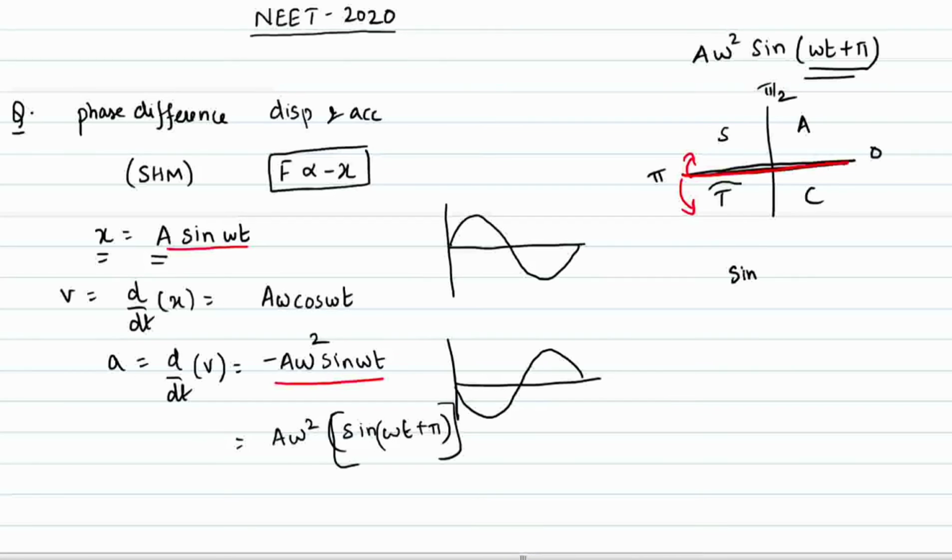Pi plus omega t comes in the third quadrant, which is the tan positive quadrant. If tan is positive, sine is negative. So sin(pi plus omega t) can also be written as minus sin omega t. And a omega square as usual. So it is a omega square times minus sin omega t, or minus a omega square sin omega t. So we have got this equation. So this is the correct modification.